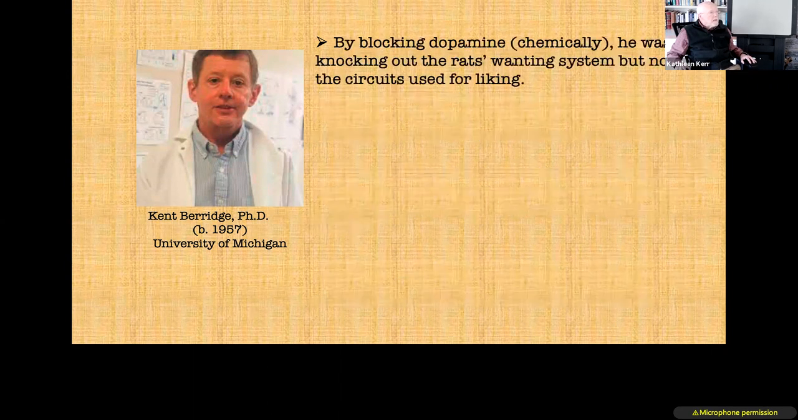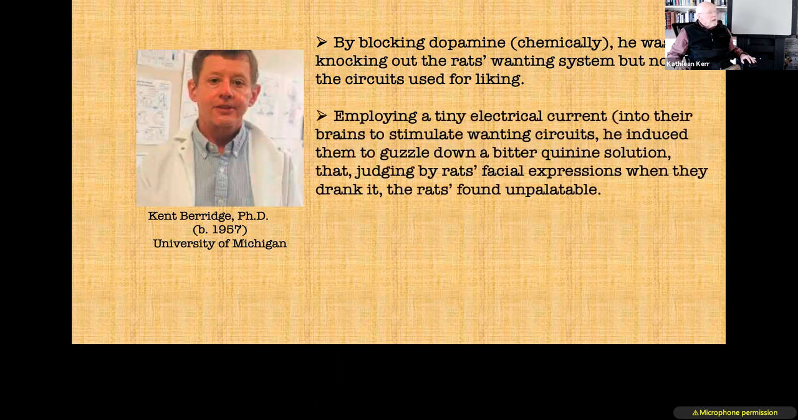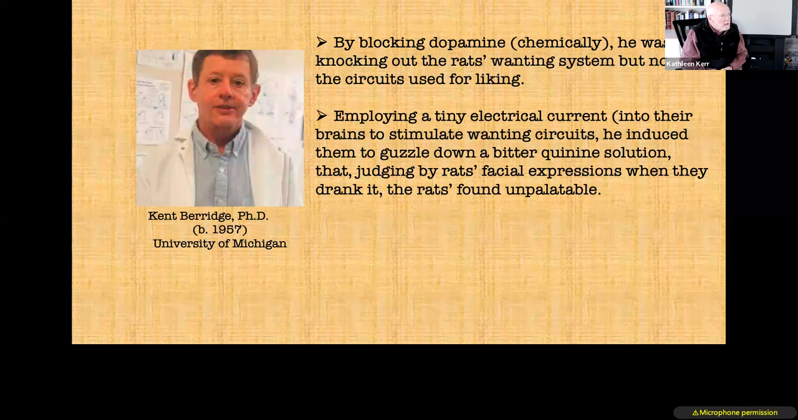Next one. By blocking dopamine chemically, he was knocking out the rat's wanting system, but not the circuits used for liking. So the rats would be exposed to something they liked, but didn't necessarily try to get it. Employing a tiny electrical current into their brains to stimulate wanting circuits, he induced them to guzzle down a bitter quinine solution, something that tasted awful, but he could get them to because of the wanting circuit.